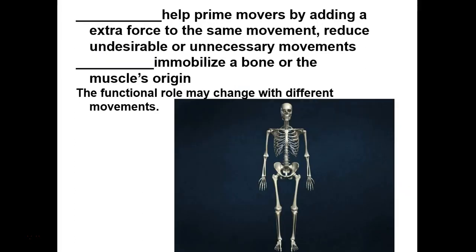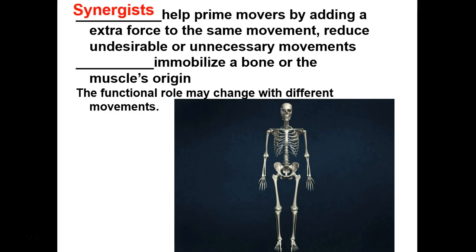Now, there are two more jobs. Some of the muscles that are there just help the prime movers. That's really what the biceps brachii does. It helps the brachialis muscle. It adds extra force to the movement, and it reduces undesirable and unnecessary movement. So you have a nice smooth contraction, and your brachialis doesn't contract and your fist come up and hit you in the face. So it gives us a nice smooth movement. These muscles that assist are called synergist muscles.